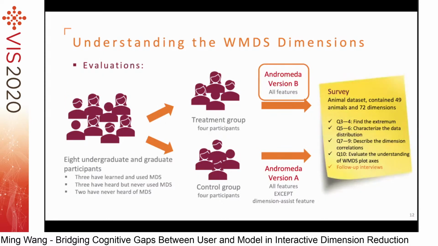To evaluate our design, we did a pilot study. We asked eight participants, with different backgrounds spanning multiple disciplines. Three of them learned and used MDS, three of them learned but never used MDS, and two had never heard of MDS. Again, we separated them into a treatment group and a control group. The treatment group used Andromeda version B, which has the dimension assist feature, while the control group used version A, which does not. Then we asked them to answer 10 related questions and did a follow-up interview so that we could get more insights.